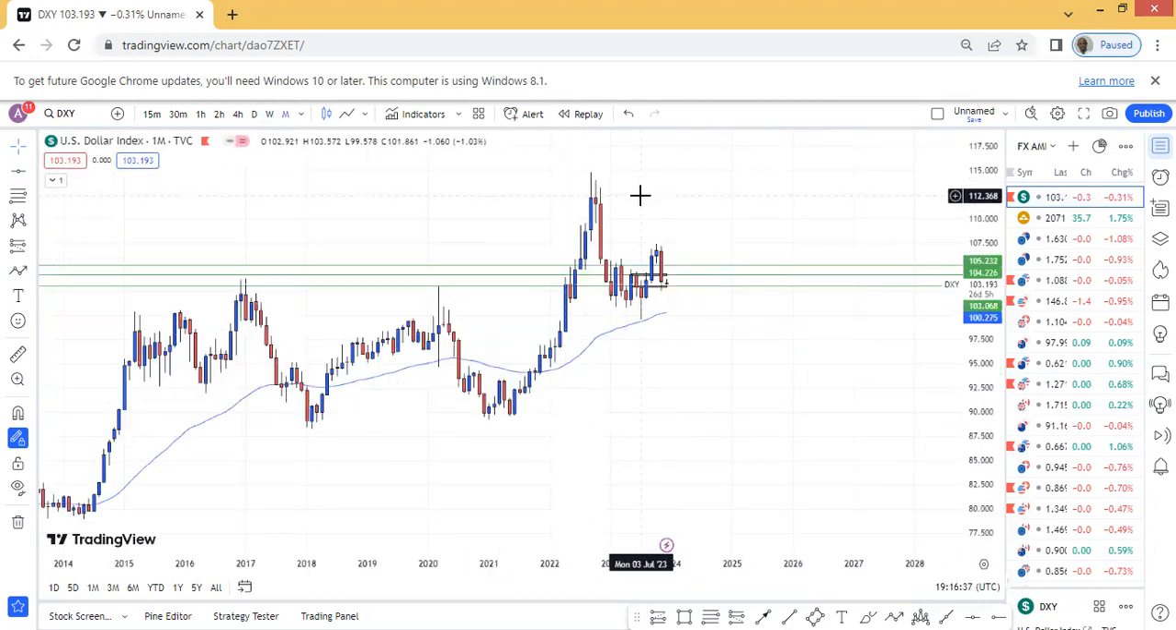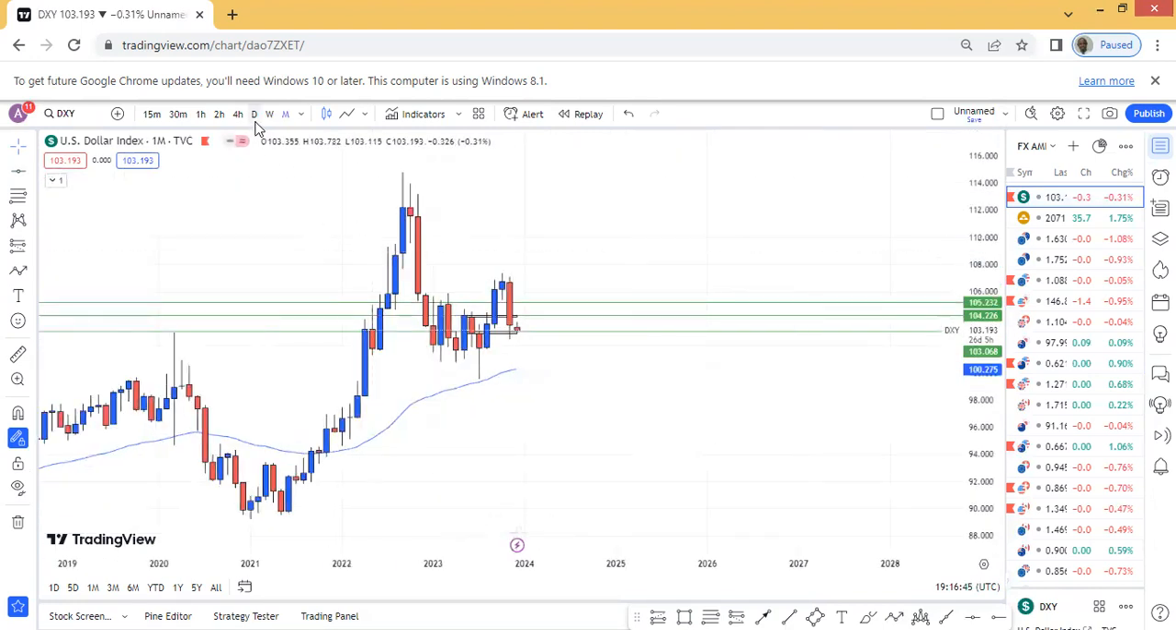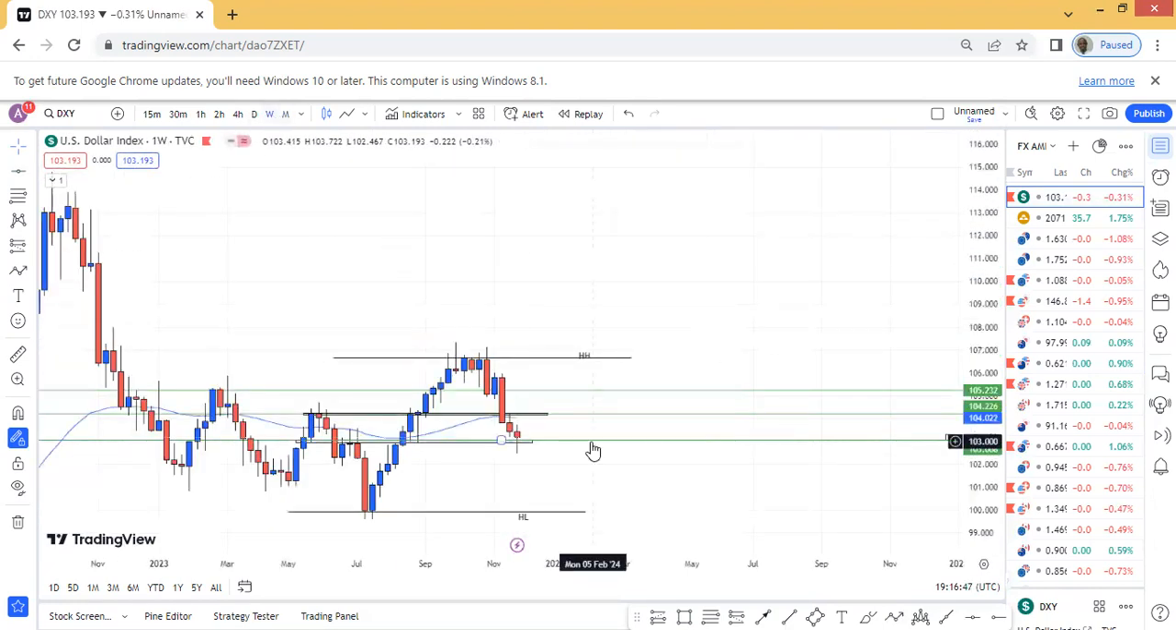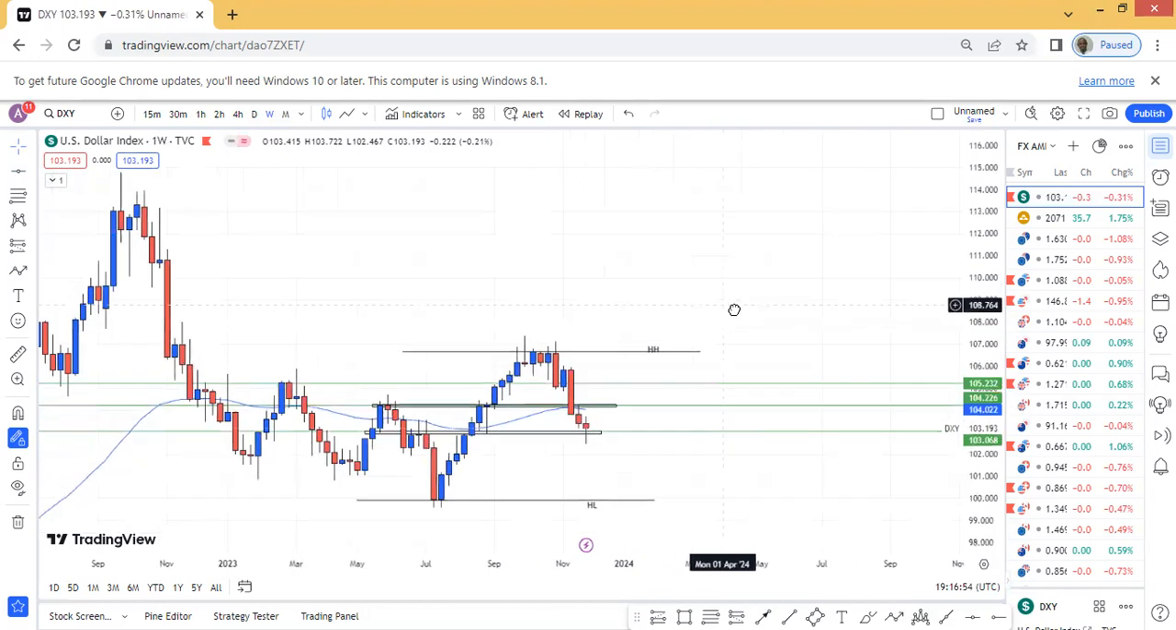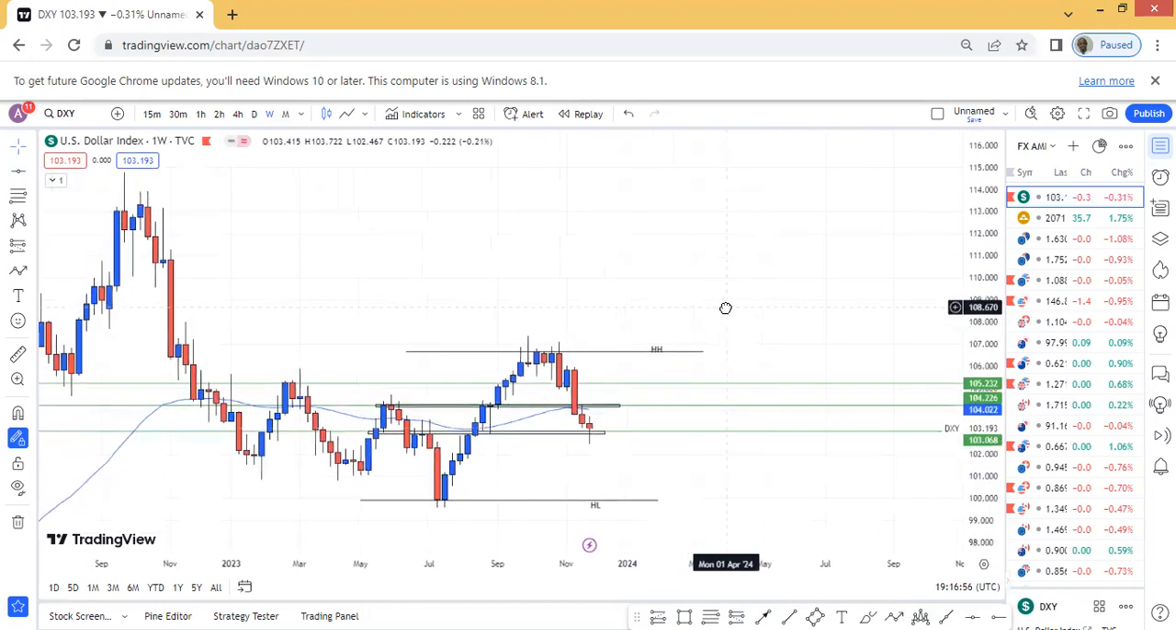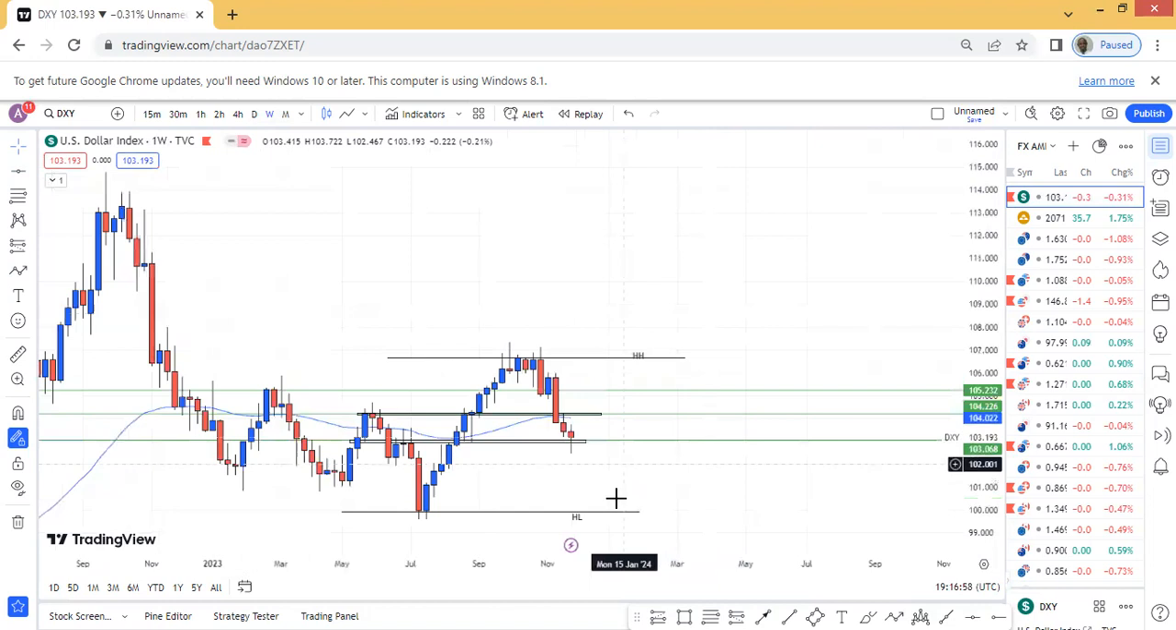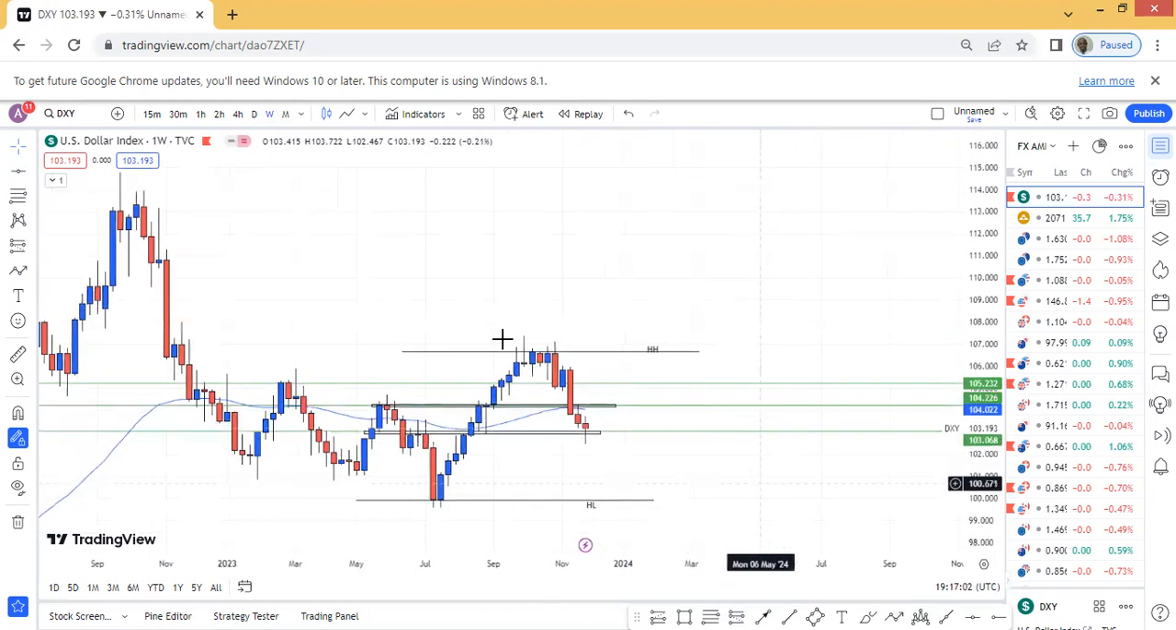We are bullish on the monthly. We are still bullish on the weekly. And for me, my bias is always towards the higher time frame. When you look at the weekly, I see all of these as just a pullback.